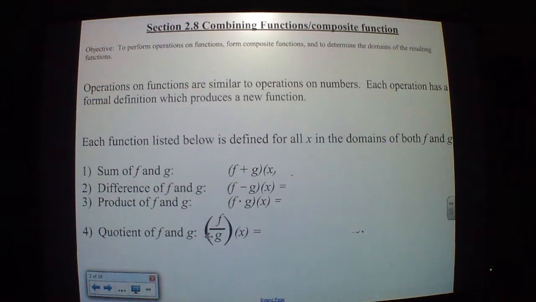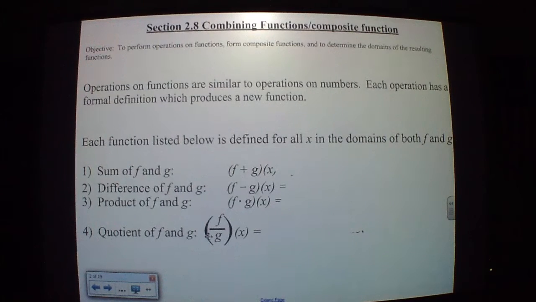Section 2.8, this is combining functions, composite functions, so different operations on functions we're going to do in this section. Operations on functions are similar to operations on numbers. Each operation has a formal definition which produces a new function. Each function listed below is defined for all x in the domains of both f and g.